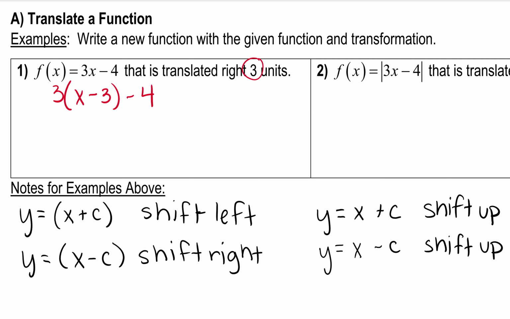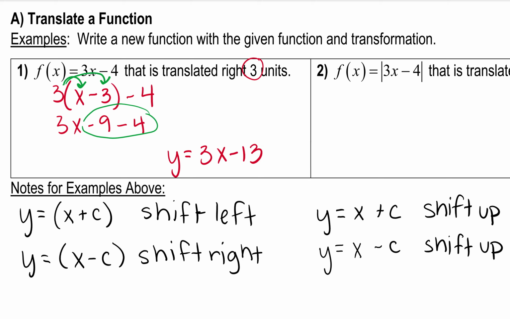Now, from here, I'm able to distribute real quick. And I would have 3x minus 9 minus 4. And then combine like terms of these two. My final answer would be 3x minus 13. And that's number 1.